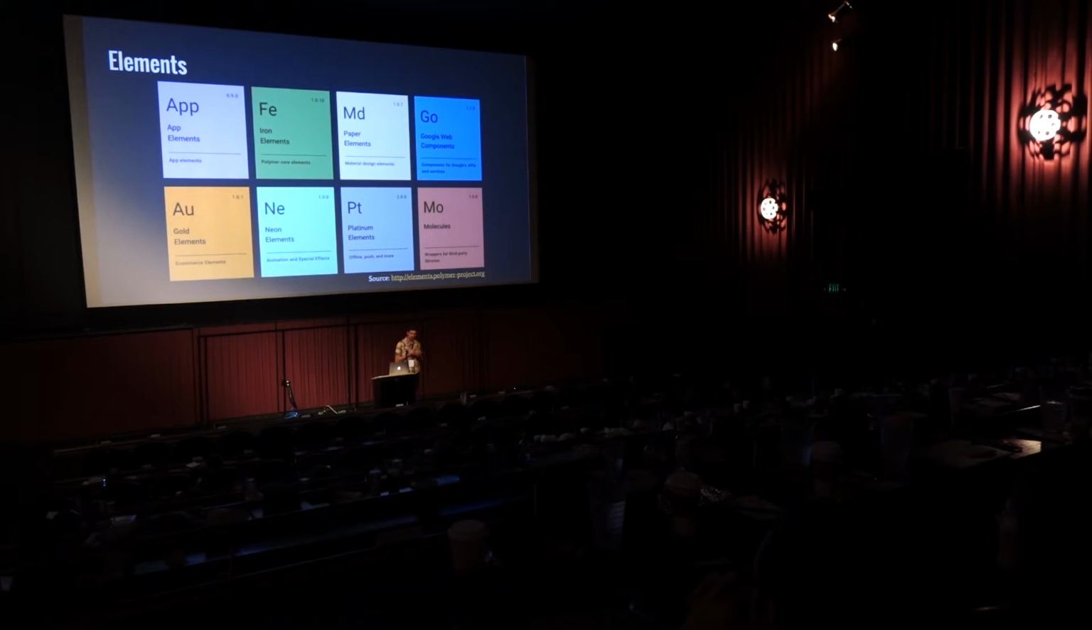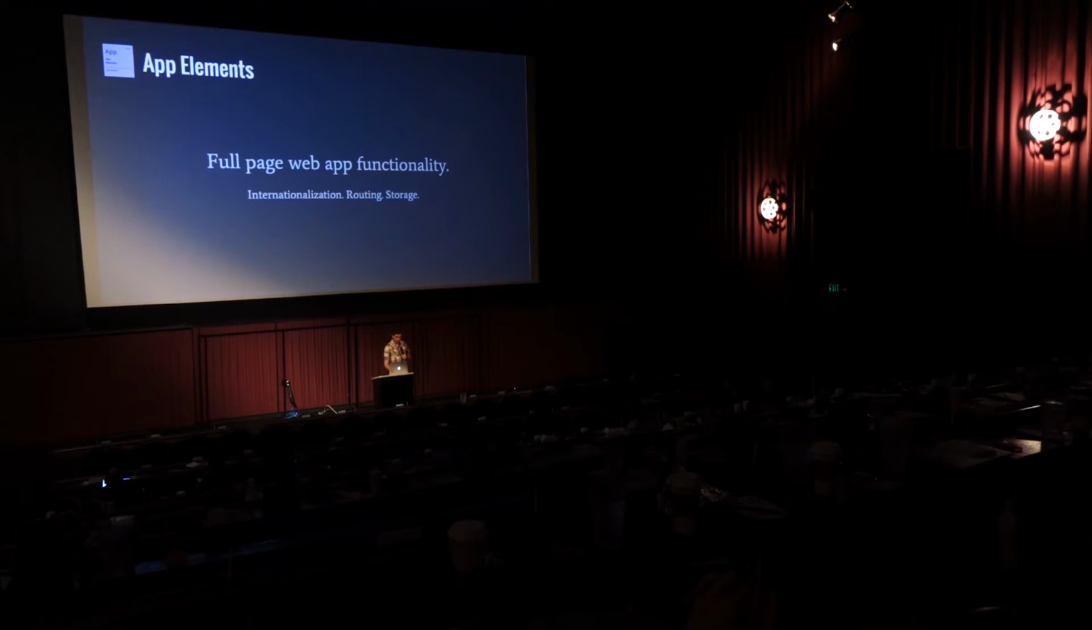You can use these components for examples, to see how to create components. You can use these components in your own components if you'd like to. There's nothing special created about them. They use the same technology you would use to create components. They're just made by and supported by the Polymer team. And all these can be found at elements.polymerproject.org. So app elements, as they call them. These are full-page web functionality.